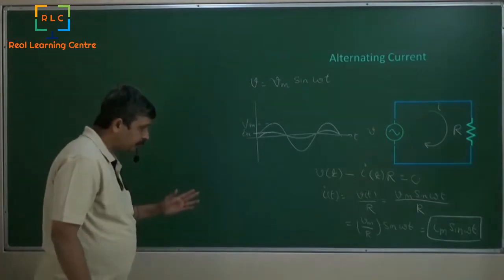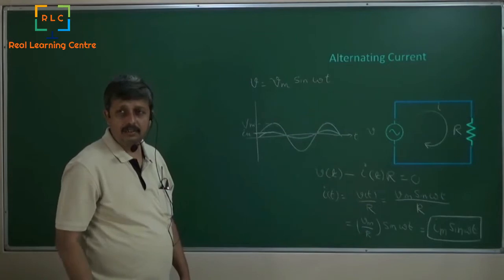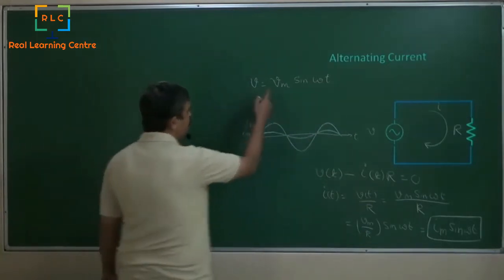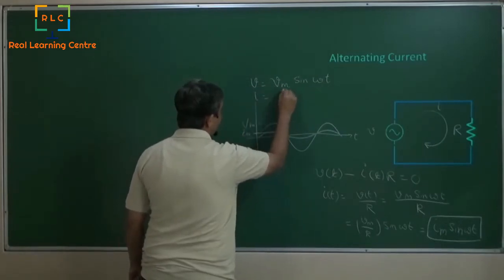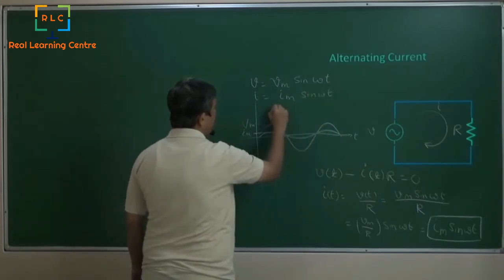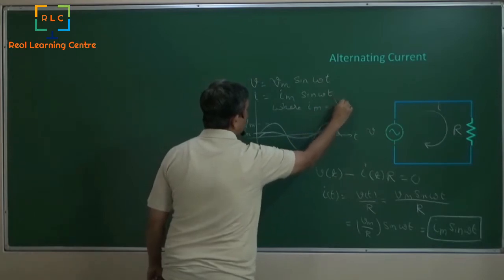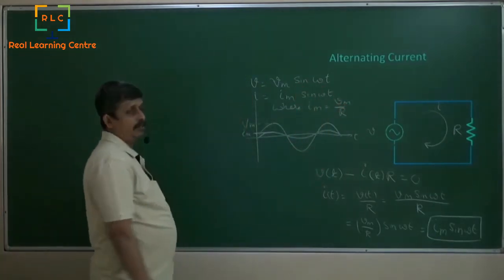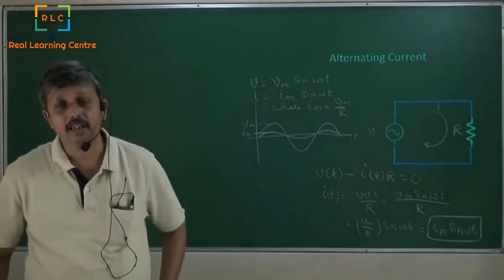So now we know that whenever we talk about a normal resistor, if v is equal to Vm sin omega t, i will become Im sin omega t, where Im is equal to Vm by R. So this we have figured out with the straightforward normal Kirchhoff's voltage law.